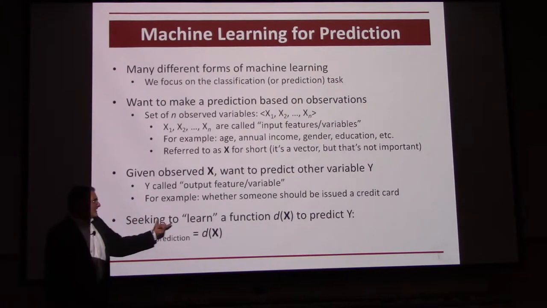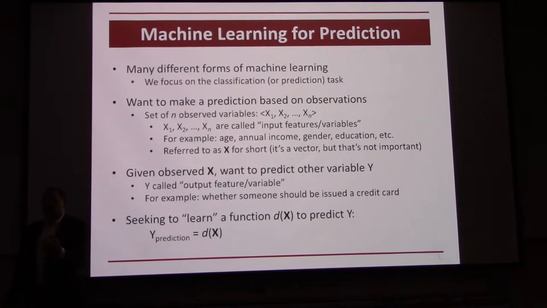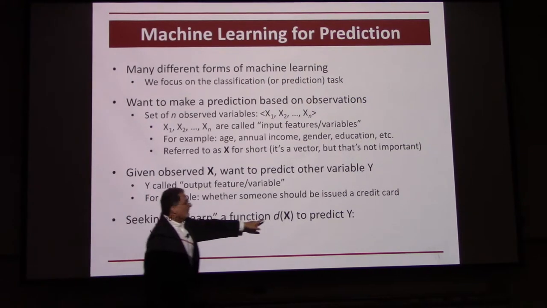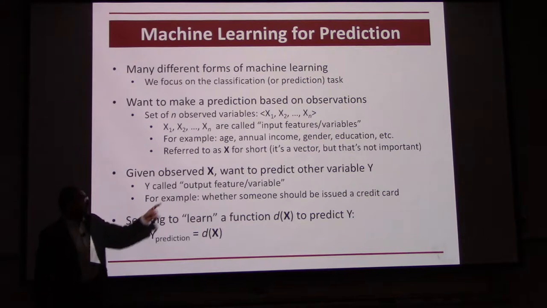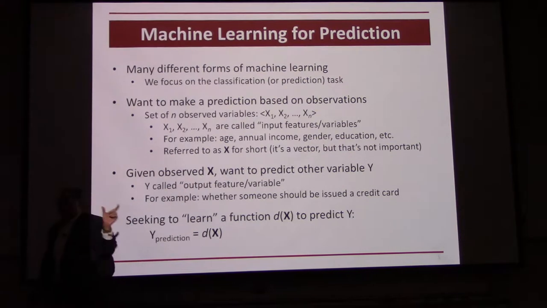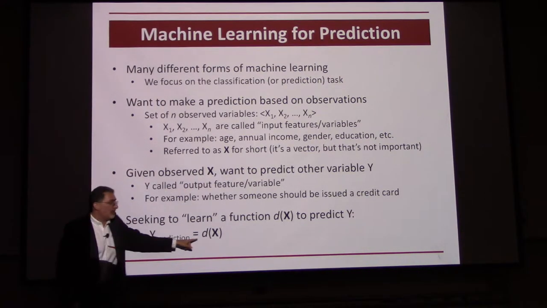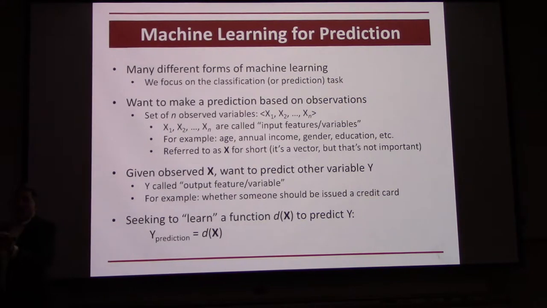But really, all we're seeking to learn is some form of function optimization, some function d of x that basically says, you give me the set of inputs for someone, the x, those are the things we can observe about them, and I will give you a prediction for what that value y should be. Should they be granted credit? Should they be given bail? Which ad should they actually be shown? Okay, that's the whole game.